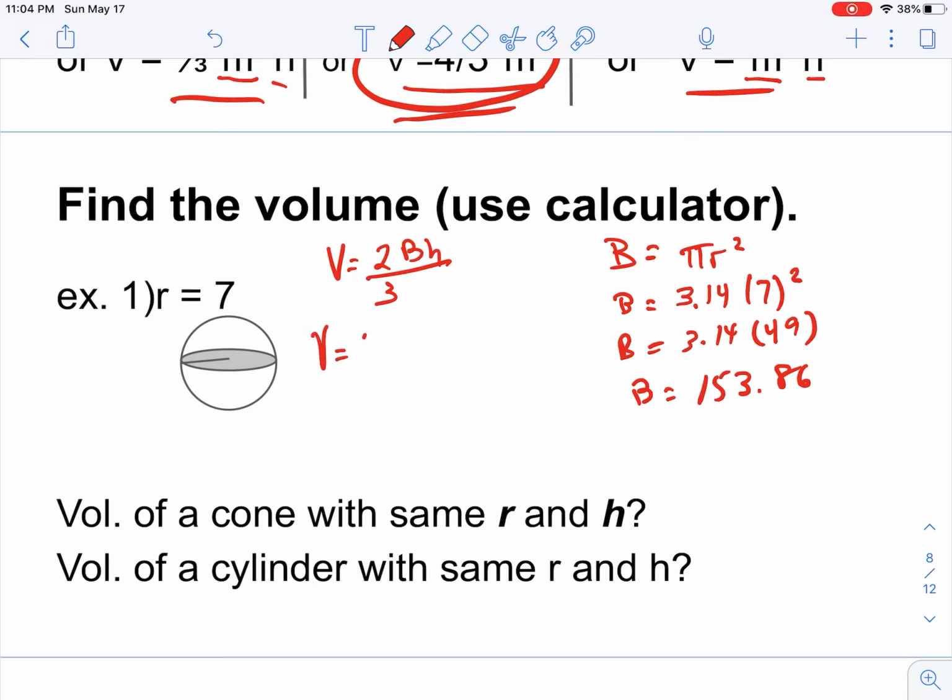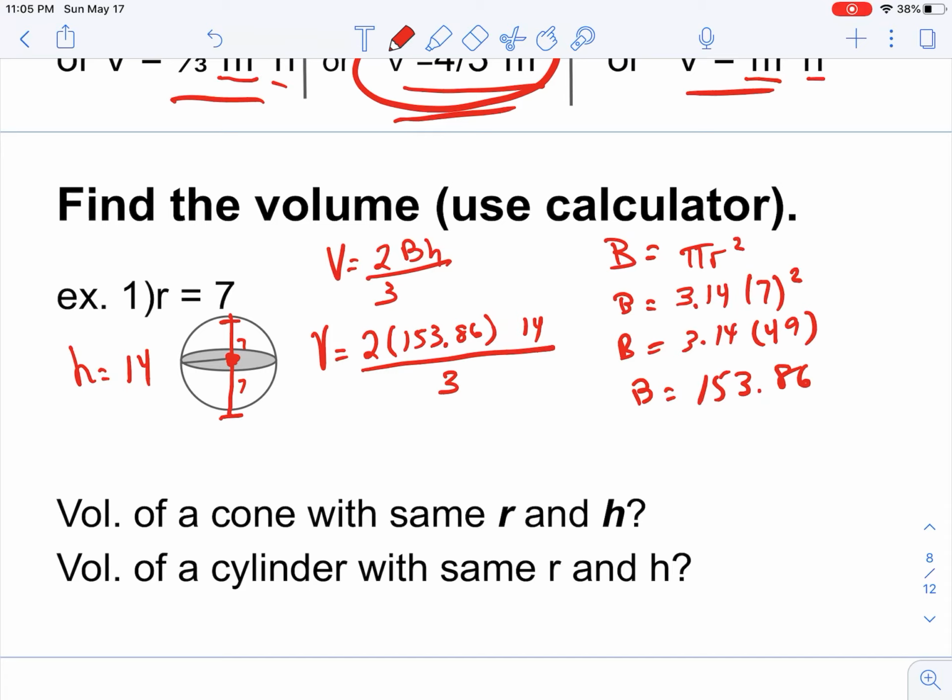Okay, so I'm getting that for my big B. So volume equals 2 times big B, which is 153.86, times the height. So your height is going to always be twice your radius. So your height, again, this is a little bit of a stretch. Purists won't like this, but your height is twice the radius, because your radius would be 7, so the height is 14. All over 3.